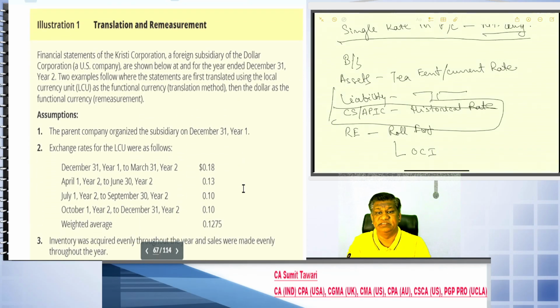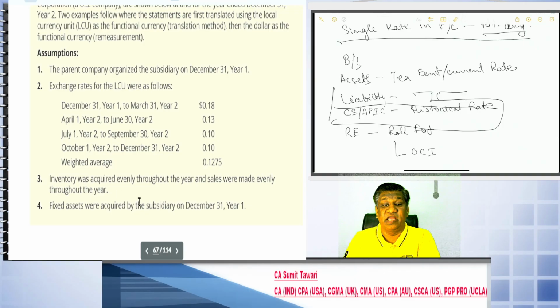So we will see this example. These are the different rates. The parent company organized the subsidiary on December 31st, year 1. The exchange rates they gave: from December year 1 to March 31st, year 2 it is 0.18, then April to June, June to September, and October to December, and they calculated the weighted average as 0.1275. Inventory was acquired evenly throughout the year, and sales were made evenly throughout the year. So you can use the weighted average here.